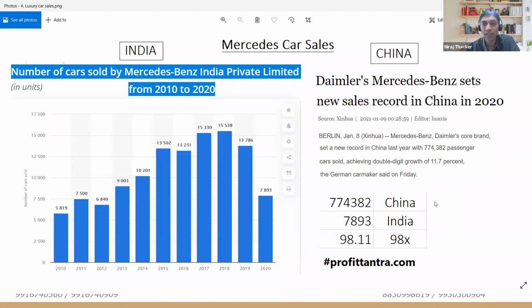And this is a high-end car, correct? High-end cars sold in China, 7,74,000. India, only 7,000. With this kind of growth potential, even if you get 50% or 30%, imagine the kind of growth that will come in the auto sector. And if you're able to find such good stocks in auto and then auto ancillary, what else do you want?